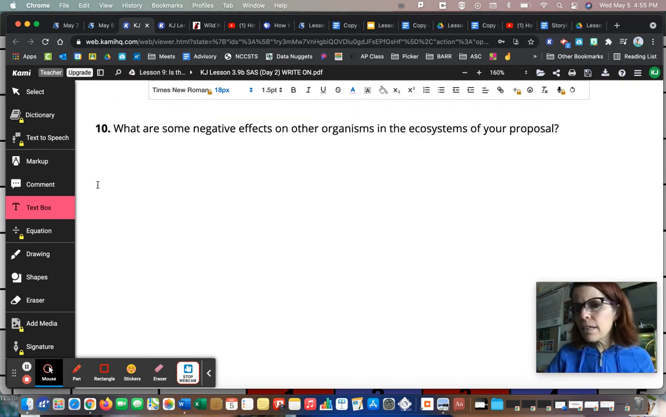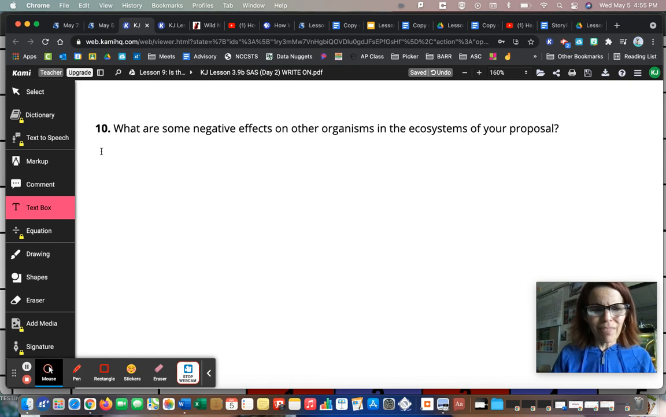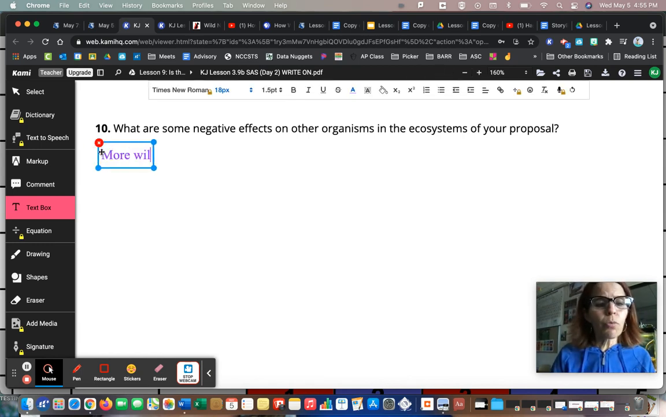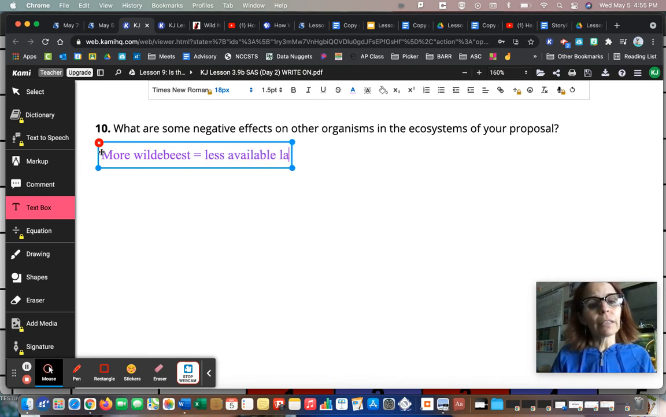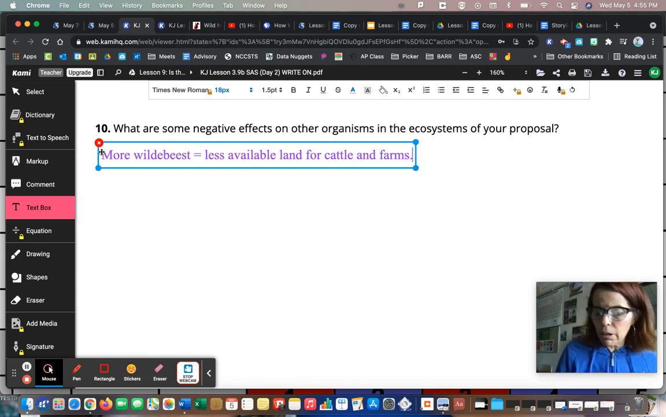All right, and then finally, what are some negative effects on other organisms in the ecosystems of your proposal? So if we propose to protect the wildebeest, who's going to be impacted negatively? Well, the only thing that I can think that would be impacted negatively would be cattle and farms. So more wildebeest equals less available land for cattle. There's going to be less grass for cattle and farms.